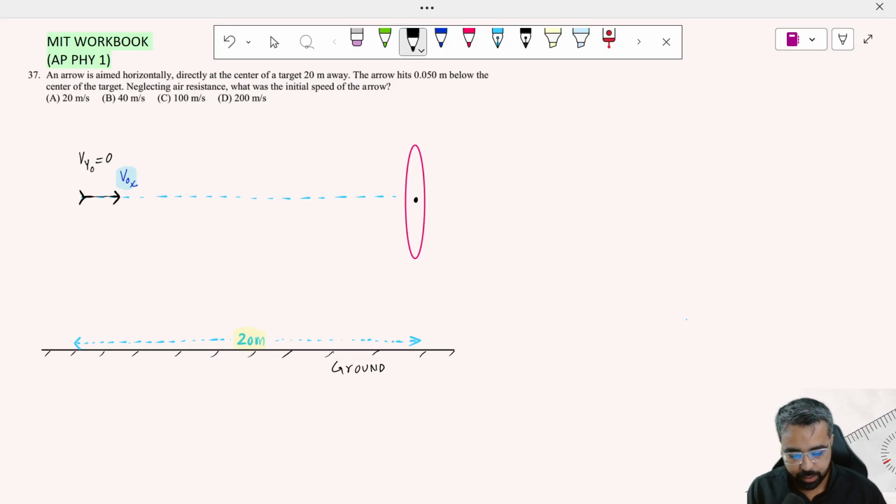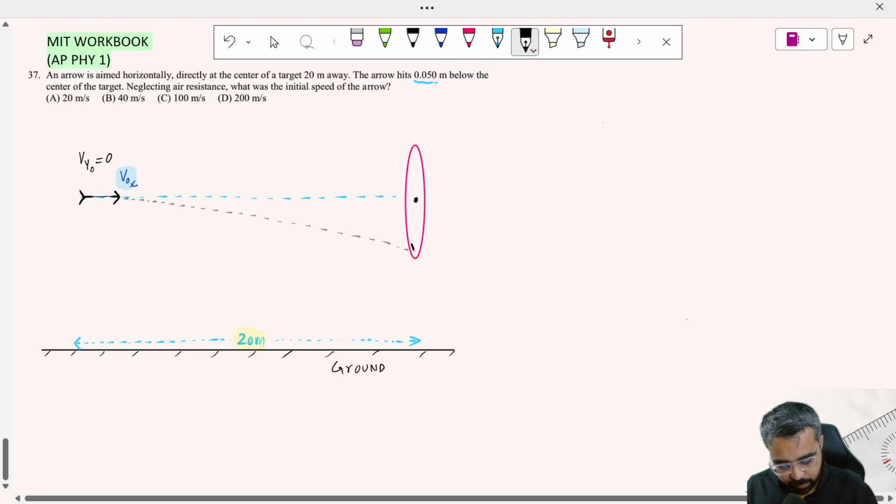But what happened? It missed the target and it hit 0.050 meter below the target. It means that its trajectory is parabolic, all right? So if I draw like this, okay, students, it means the arrow hit exactly at this point.